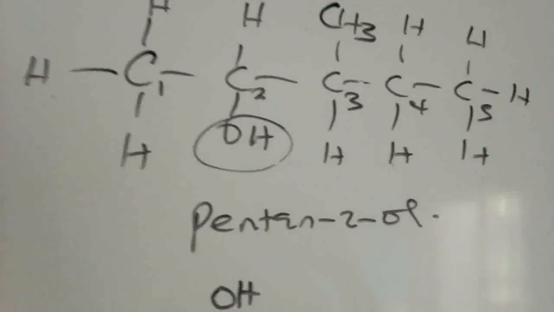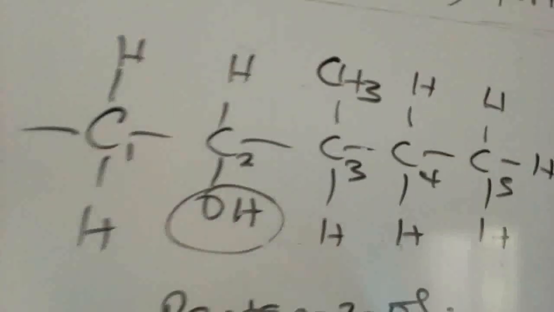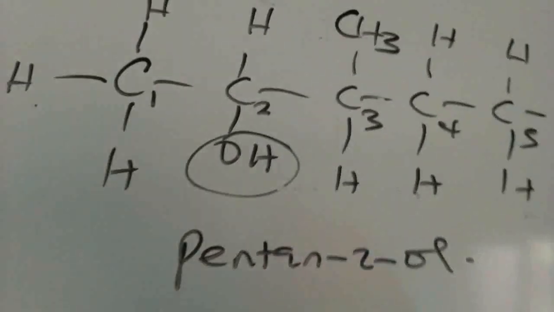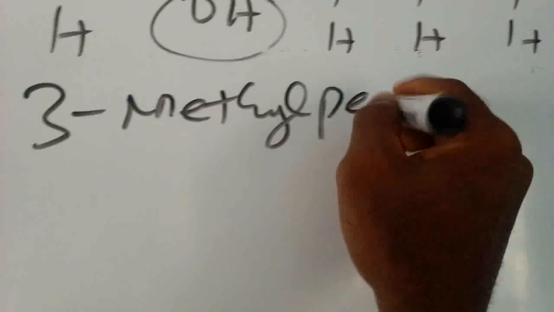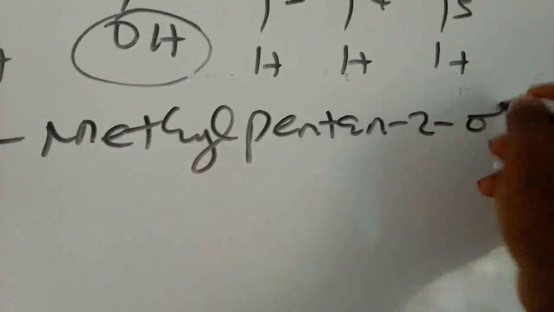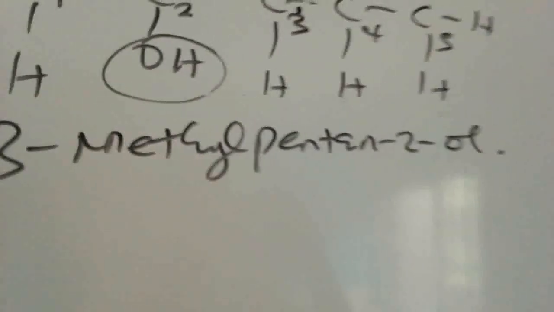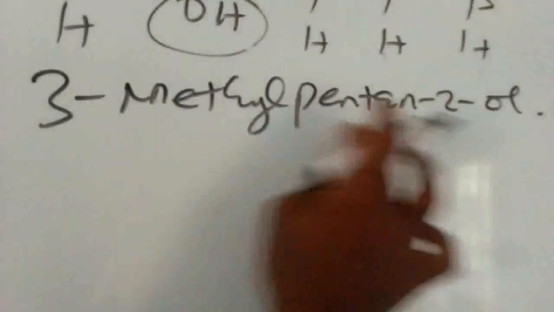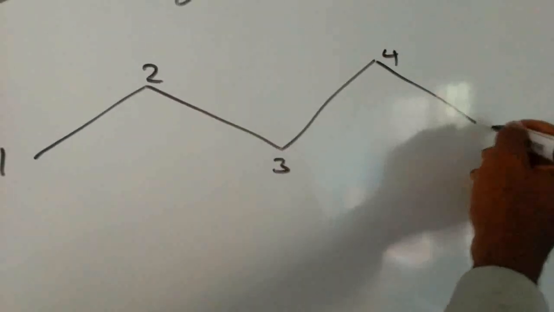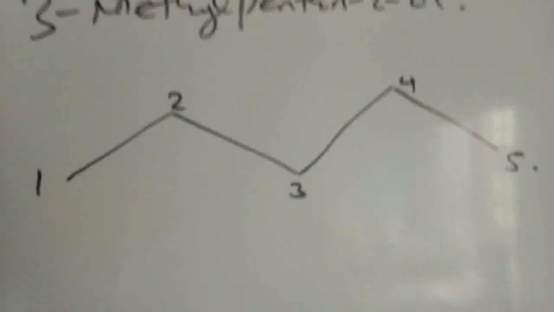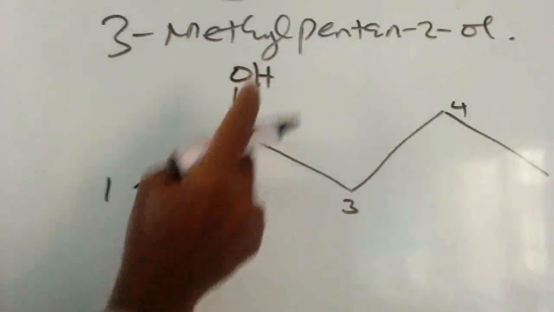Well, CH3, the compound is modified. So how do we name this? Name it first before we draw the structure. This compound is now called, this is number 3, 3-methyl-pentan-2-ol. To draw the line formula of this compound, what do we do? We get the root name, and that's pentane. 1, 2, 3, 4, 5. 5 carbons. Then the functional group is on number 2. We now put OH. Pentan-2-ol.